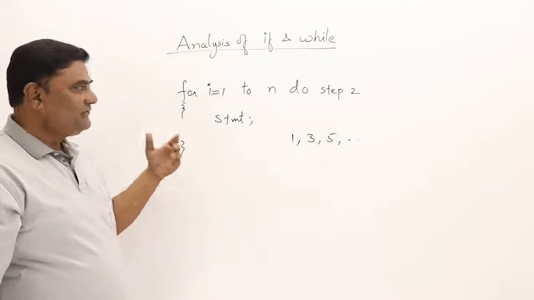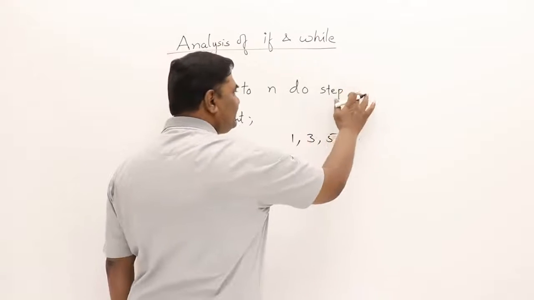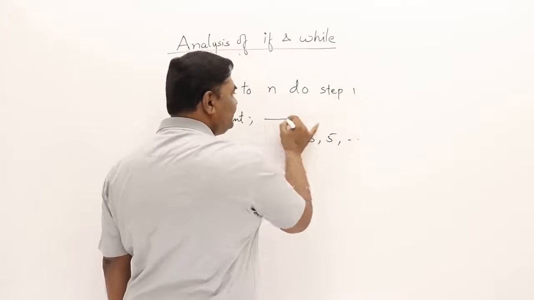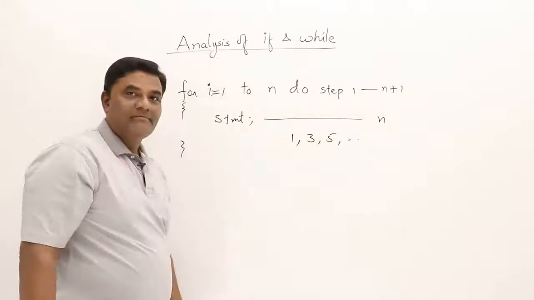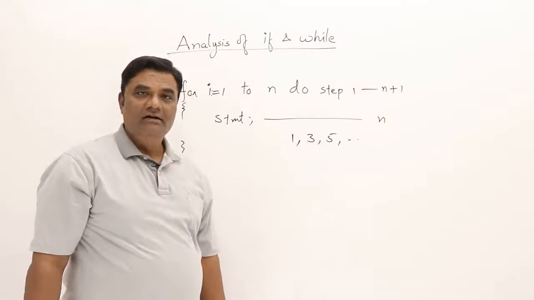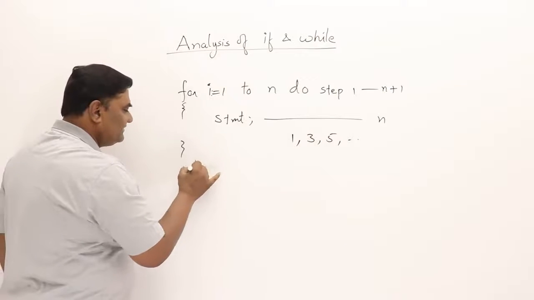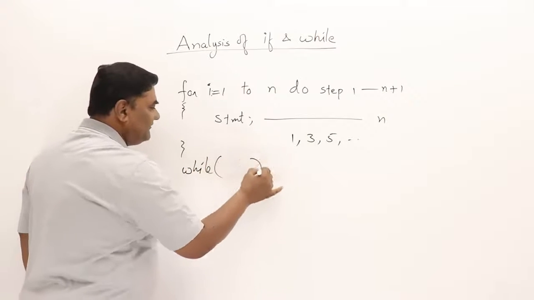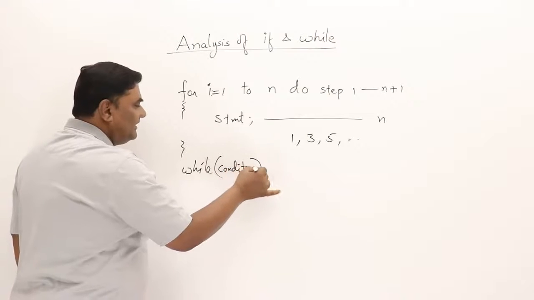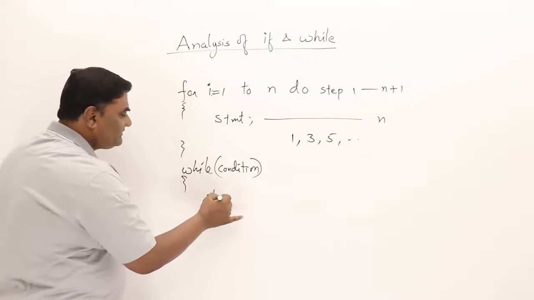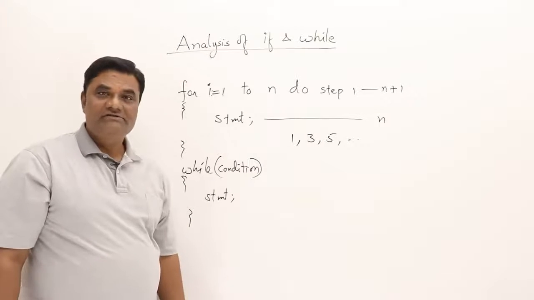Then when you analyze this for loop, we have already seen what the time taken is. If I don't have this step, let us say step 1 only, then this will execute for n times and this will execute for n plus 1 times. This is a common thing. And if you have a while loop, then we don't know what the condition is. It will repeat as long as the condition is true and it will stop when the condition is false.